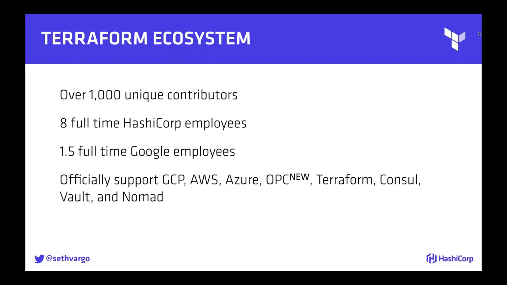To support that workload, we have over 1,000 unique contributors, and 8 of them are full-time HashiCorp employees. So their full-time job is to work on Terraform, Terraform providers, Terraform core, issue triage, pull requests, and keeping community engagement up and running. On top of that, we have 1.5 full-time Google engineers who are dedicated to the GCP provider. At HashiCorp, we officially support the Google provider, AWS, Azure, Oracle Public Cloud, and Terraform Console, Vault and Nomad.